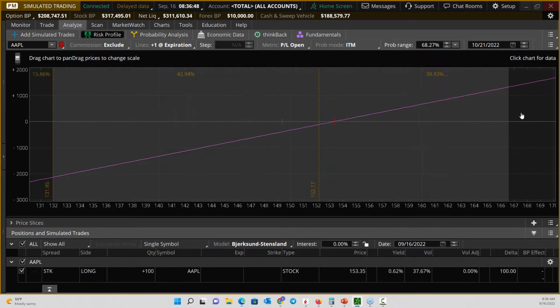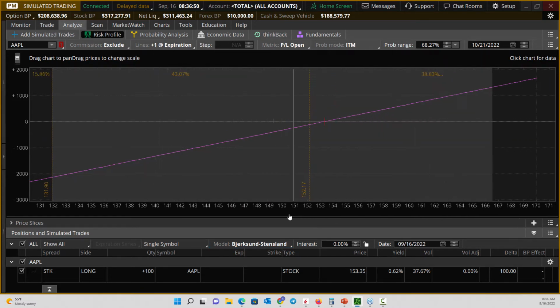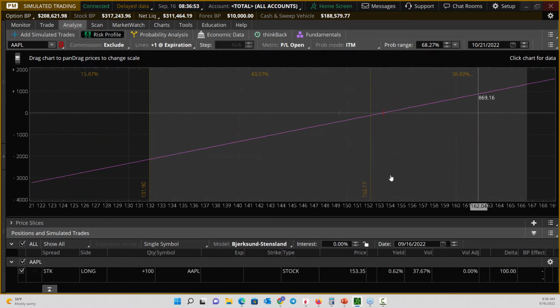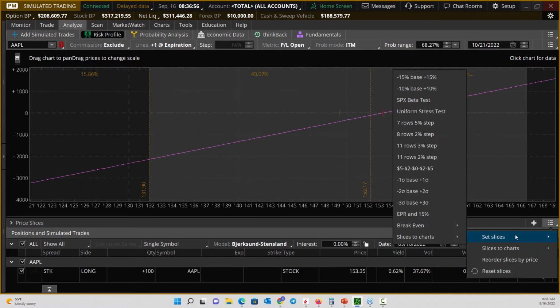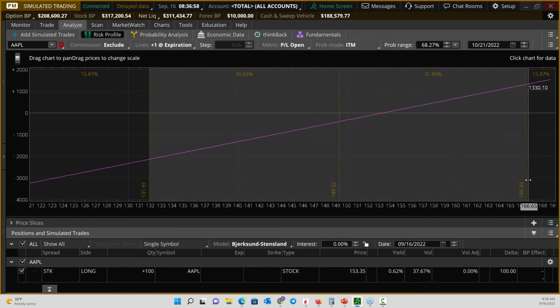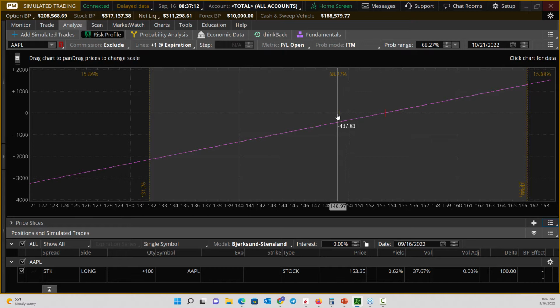So if we were to go out, look at this. If I go to October 21st, see this shaded area. Everything in the shaded area is the probability. In fact, let me set the price slices to 1 standard deviation. So that line is out there and that line is out there. Notice if I move this one over here, see how it's 68%. That's 1 standard deviation. What they're saying is 68% of the time it should fall between 166 and 131, 132-ish. That's the range. Here's where it's at right now.